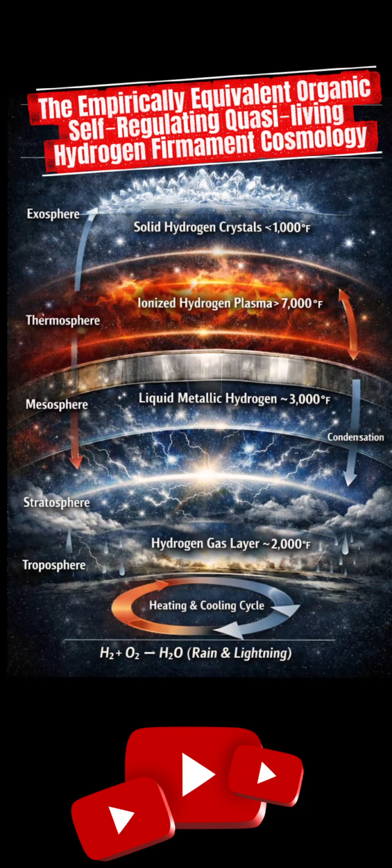Number 3. Hydrogen transitions into metallic gas under radiative and electromagnetic excitation. As hydrogen continues upward, the combination of decreasing pressure, increasing kinetic temperature, electromagnetic excitation, and partial ionization causes hydrogen atoms to enter a metallic gas phase. In this state, electrons become partially delocalized, allowing hydrogen to behave like a conductive medium.